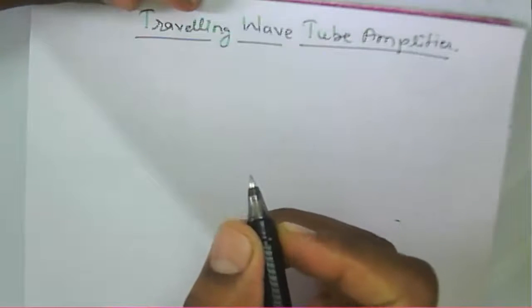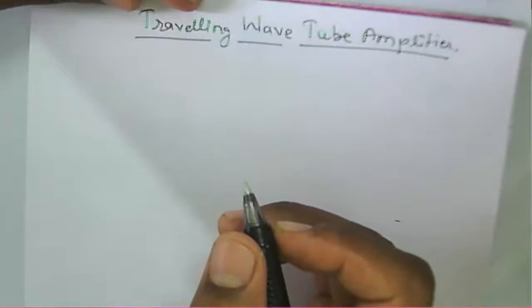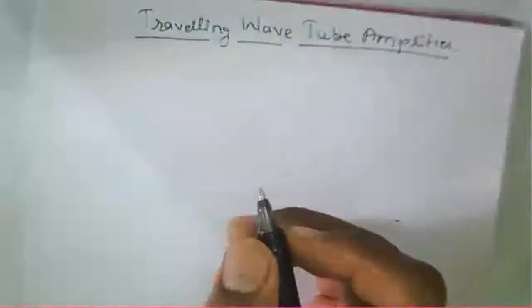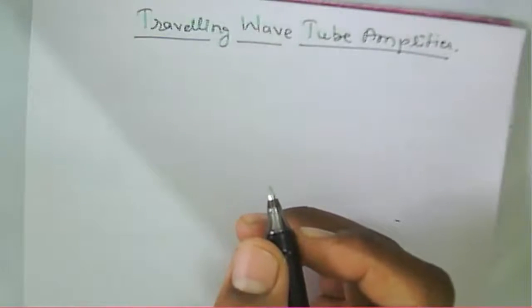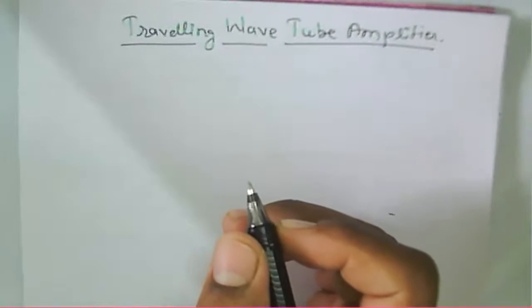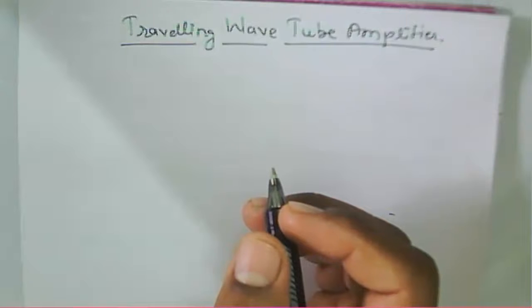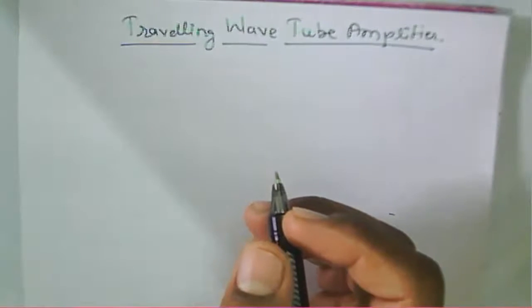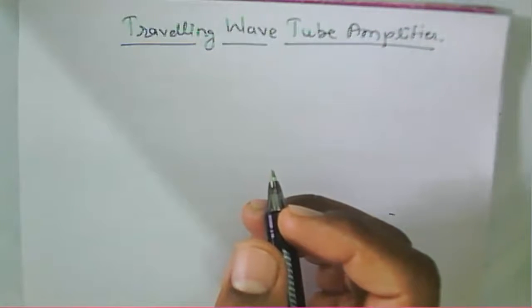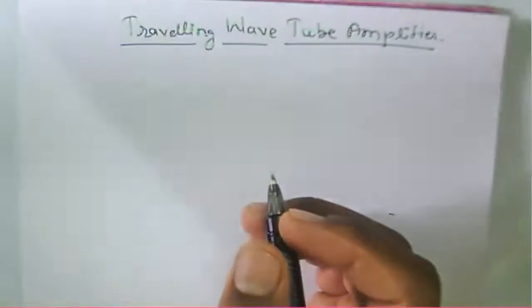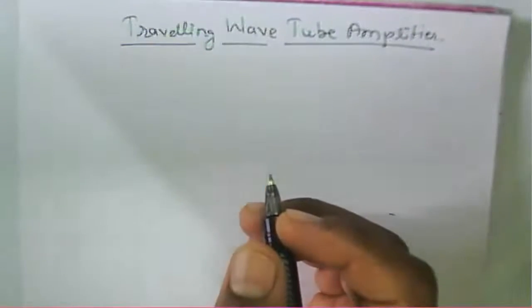In a klystron, there is a resonance structure, that cavity. Now here we have a non-resonance structure that is called a helix. That's why some books say helix traveling wave tube, or we can say helix traveling wave tube amplifier. This is used as an amplifier, not as an oscillator.